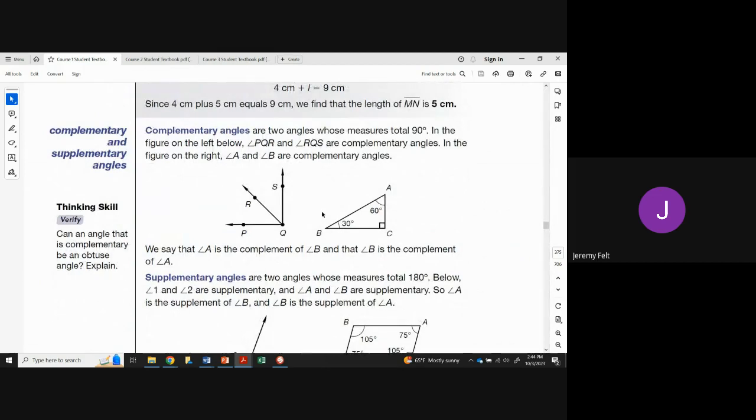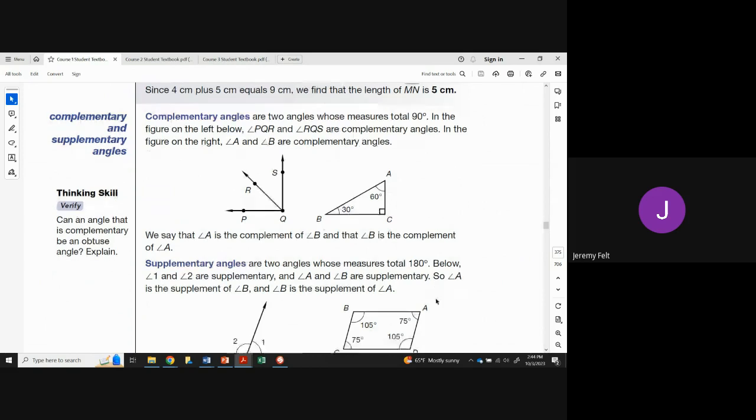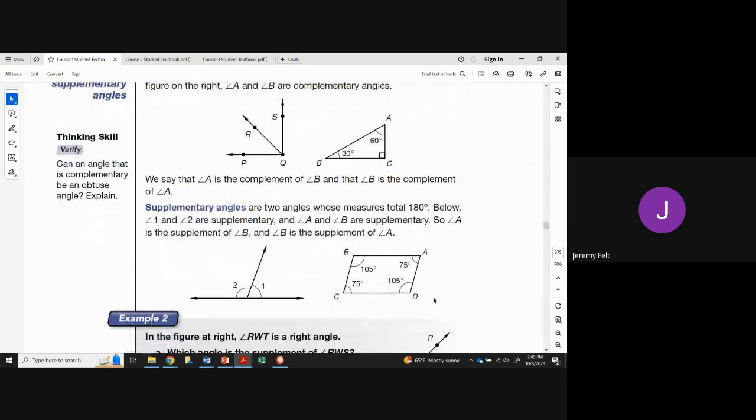Okay, two new terms that we're learning: complementary angles and supplementary. Complementary are angles that add up to 90 degrees. Supplementary are angles that add up to 180. How I remember is a straight angle or a straight line, and then supplementary. So straight, supplementary, the S and S, that's the way I remember. Complementary refers to two angles that total 90 degrees, and then supplementary, they add up to 180 degrees.